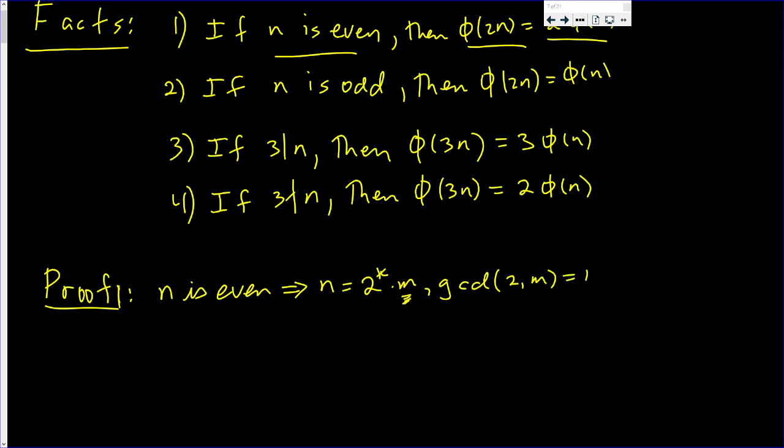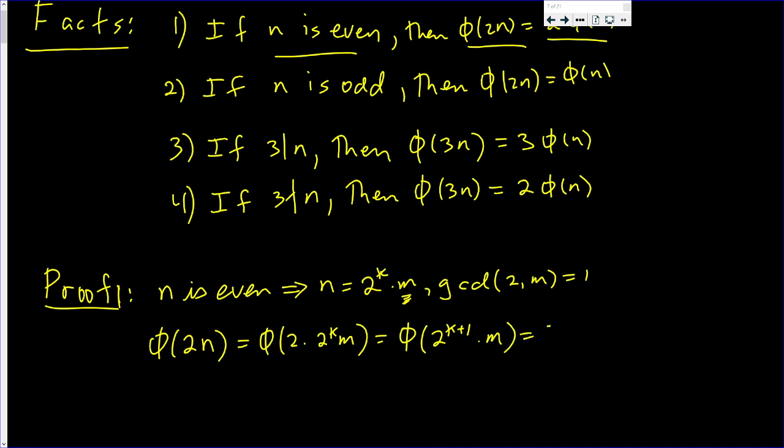I want to be able to use the fact that the phi function is multiplicative. So phi of 2n is equal to phi of 2 times n, which is 2 to the k m. But that's phi of 2 to the k plus 1 times m. This is just phi of 2 to the k plus 1 times, I meant to say phi, times phi of m, because these two numbers are being multiplied and they're relatively prime.